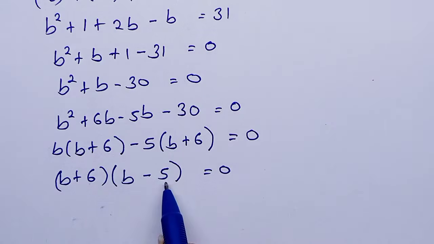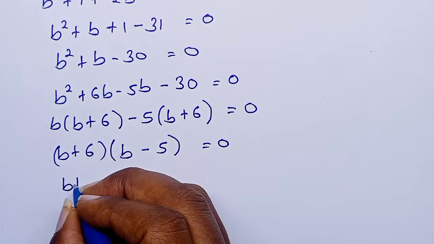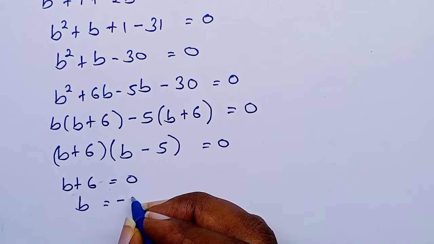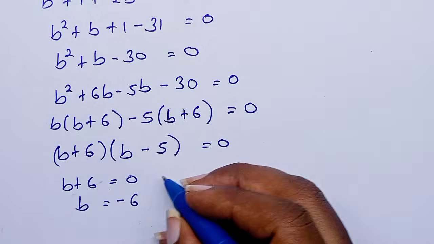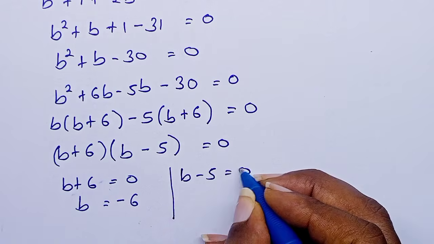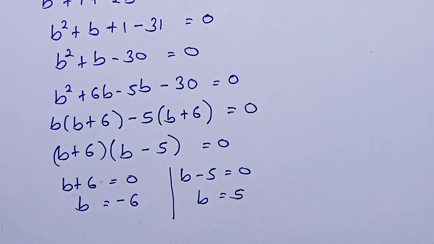So we have two possible solutions for b. For the first one, b plus 6 is equals to 0, so b will be equals to negative 6. While for this second one, b minus 5 is equals to 0, so b will be equals to positive 5.